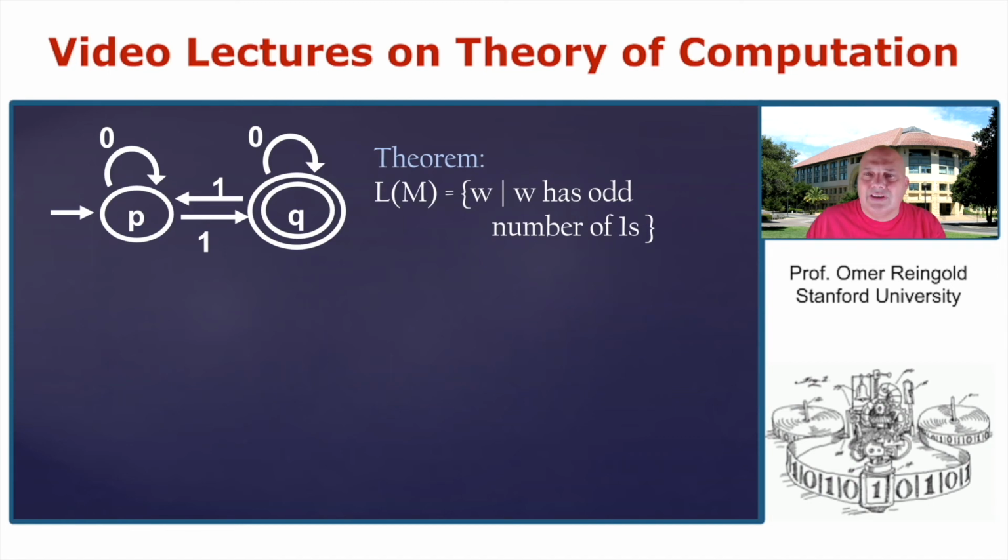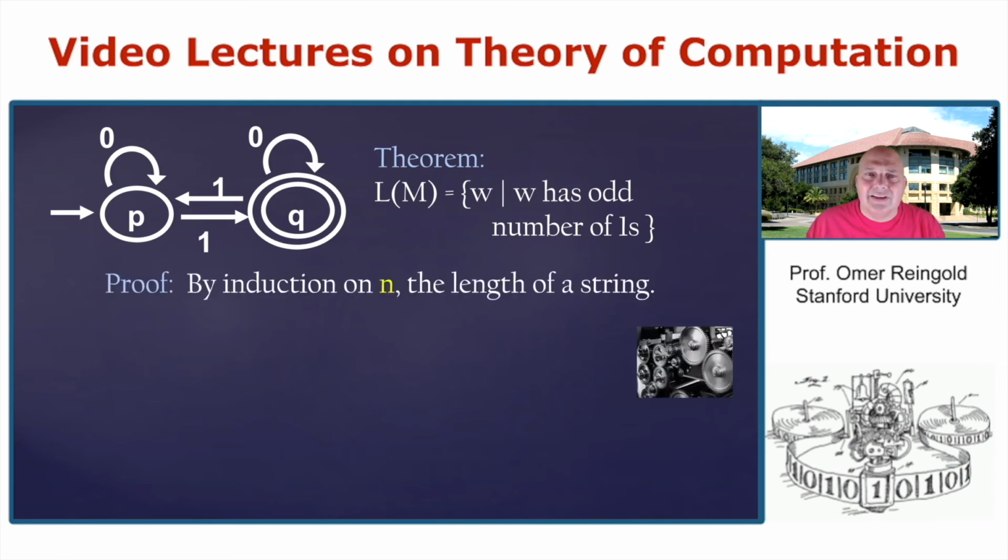So we want to prove that the language is all the W's that have an odd number of ones. It's very similar to the example from the previous slide. We'll prove it by induction on the length. The base case is when n equals 0.